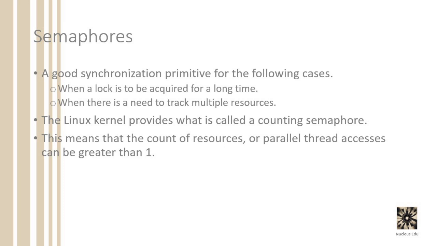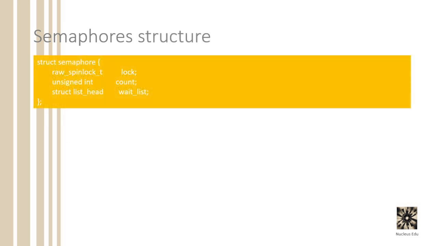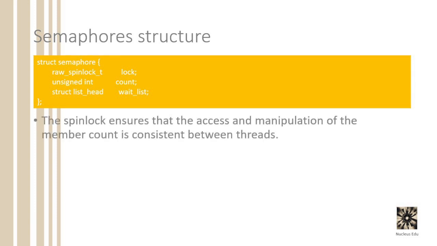Now let's look into the semaphore structure as provided by the Linux kernel, and this is how it looks. It has three members. First one is a spin lock, which ensures that the access and manipulations of the member count is consistent between processes and threads. Notice that basically this is a synchronization primitive. We will probably be covering spin locks in a different video, so stay tuned.